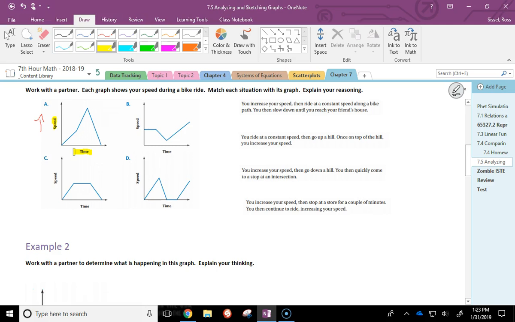So you increase your speed, then you ride at a constant speed along a bike path. You then slow down until you reach your friend's house. You ride at a constant speed, then go up a hill. Once on the hill, you increase your speed. You increase your speed, then go down a hill, then you quickly come to a stop at an intersection. And you increase your speed, then stop at a store for a couple minutes. Then you continue to ride, increasing your speed. Probably because you grab yourself a Red Bull or something. Yeah. Got all sugar high. Okay.